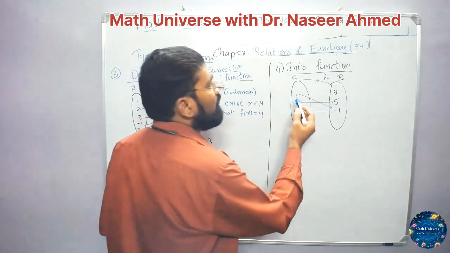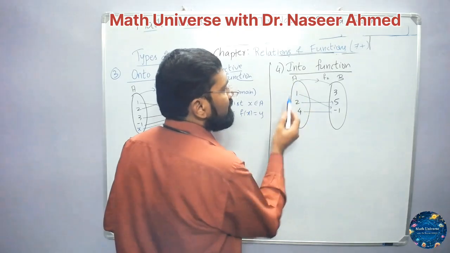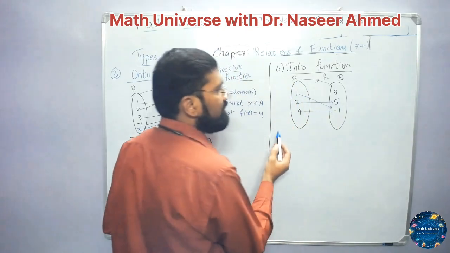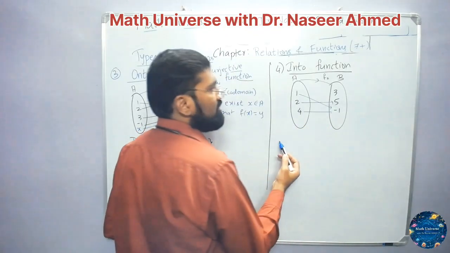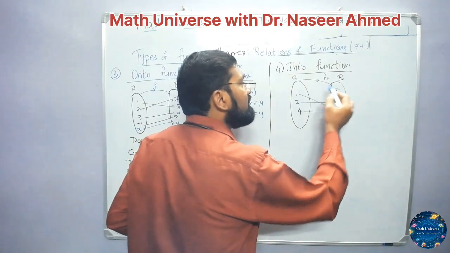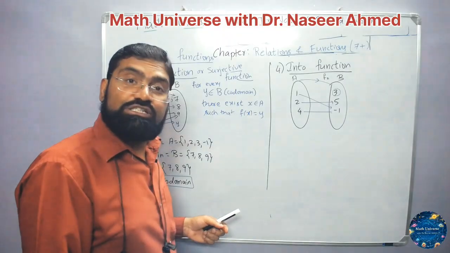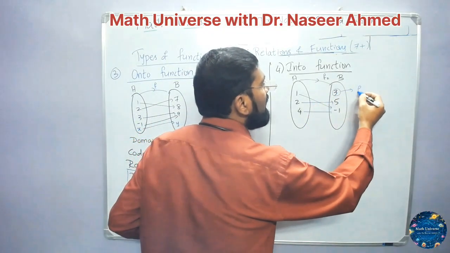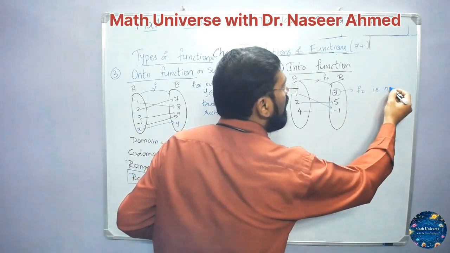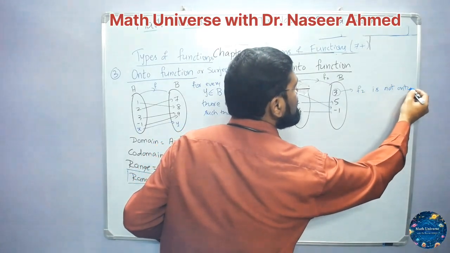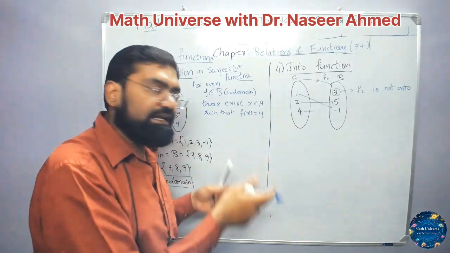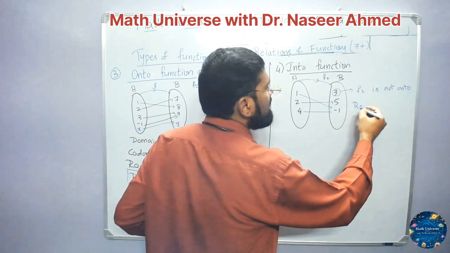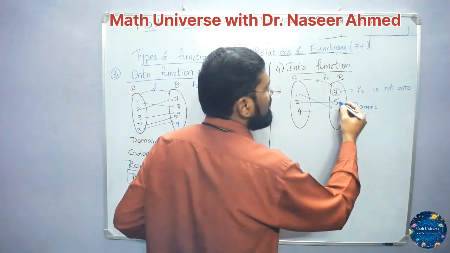The elements of A, that is 1, has got one image -1, 2 has got 5 as one image, 4 has got one image -1. But you observe 3 doesn't have any pre-image. Since 3 doesn't have any pre-image, because of this element, F2 is not onto. Any function which is not onto is what? Into function. And in this case, if you see the range, what is the range of this function? 5 and -1.